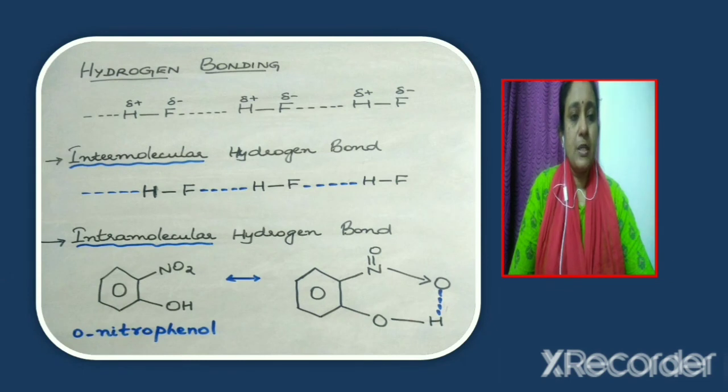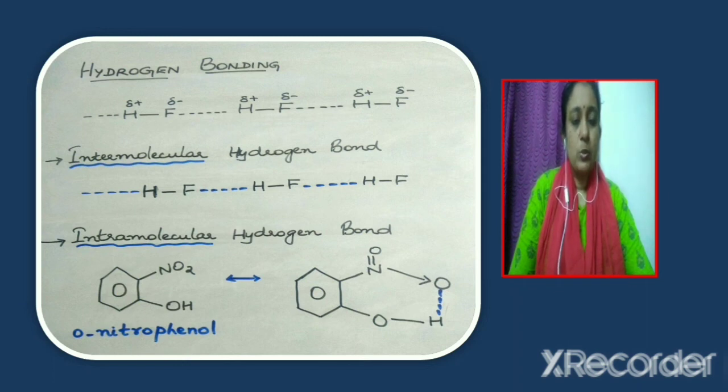For example, consider orthonitrophenol. In orthonitrophenol, two groups are present, NO2 group and OH group. And a hydrogen bond is formed between the OH hydrogen and NO2 oxygen. So here the hydrogen bond is formed within the same molecule. Therefore, this type of hydrogen bond is known as intramolecular hydrogen bond.